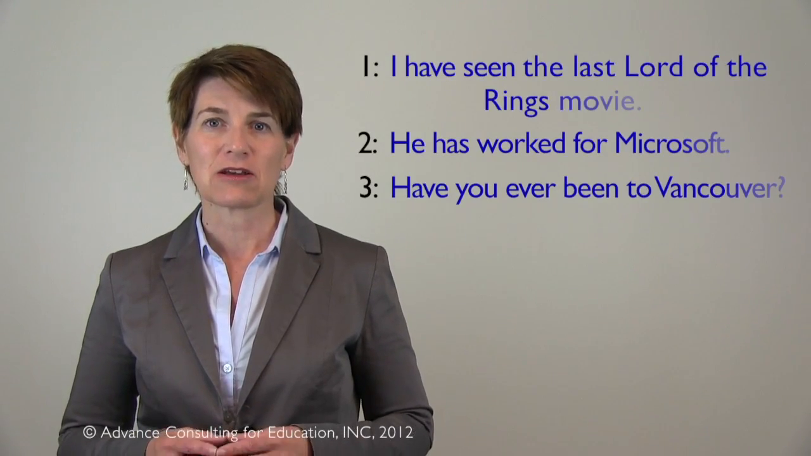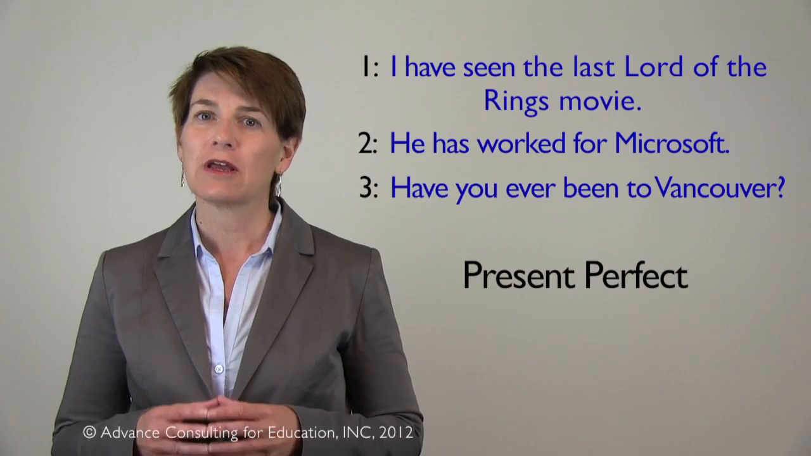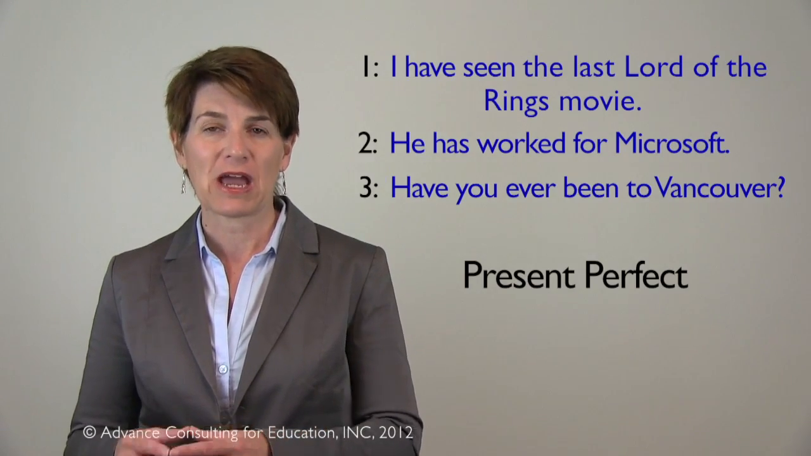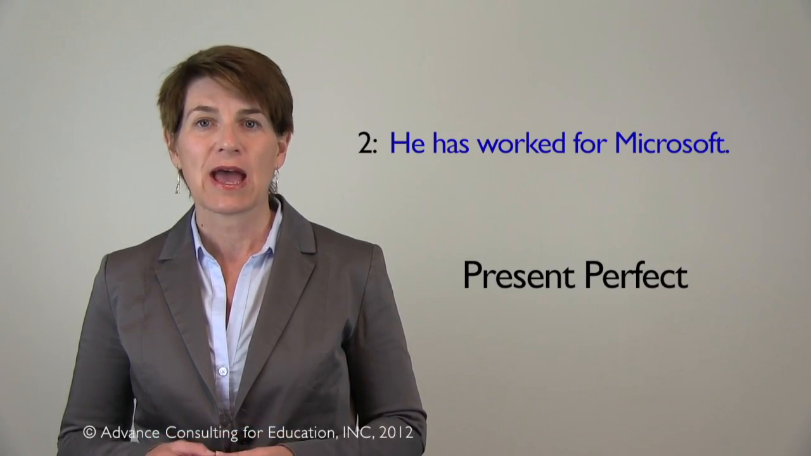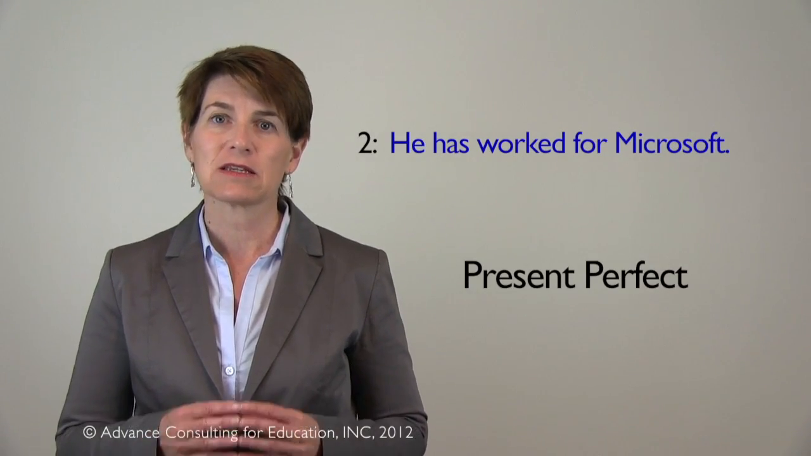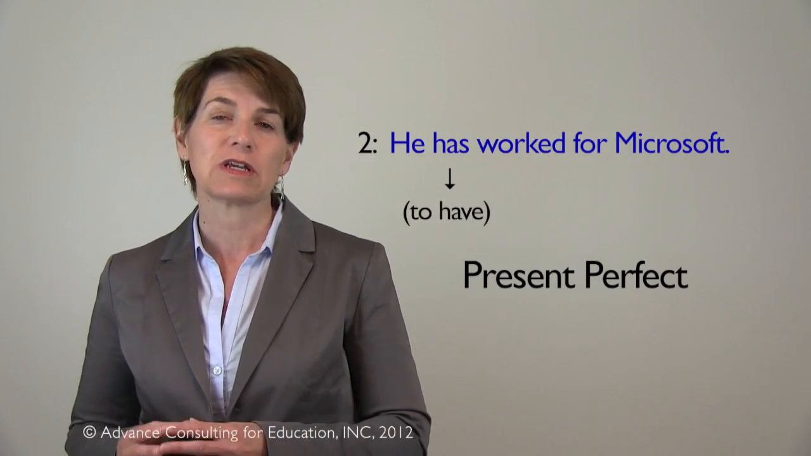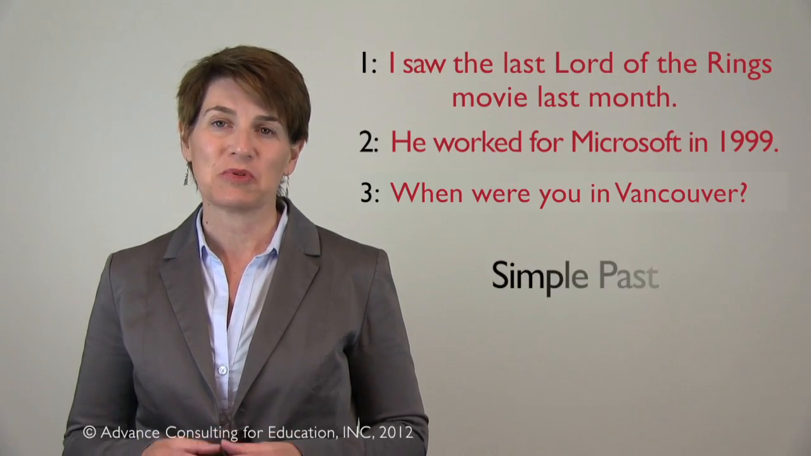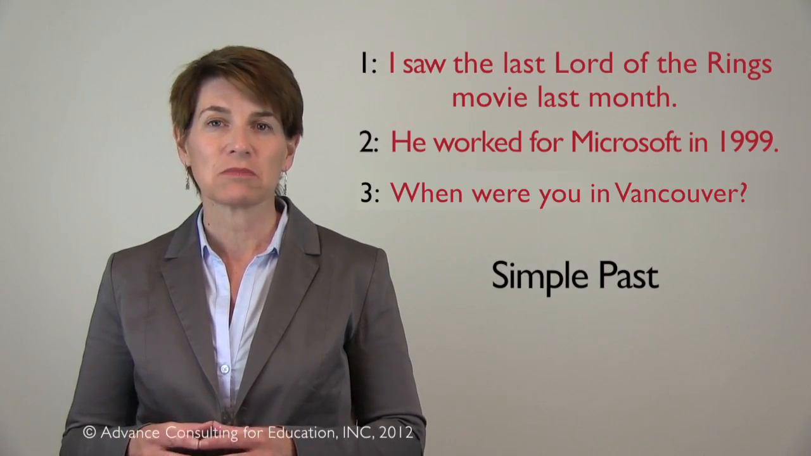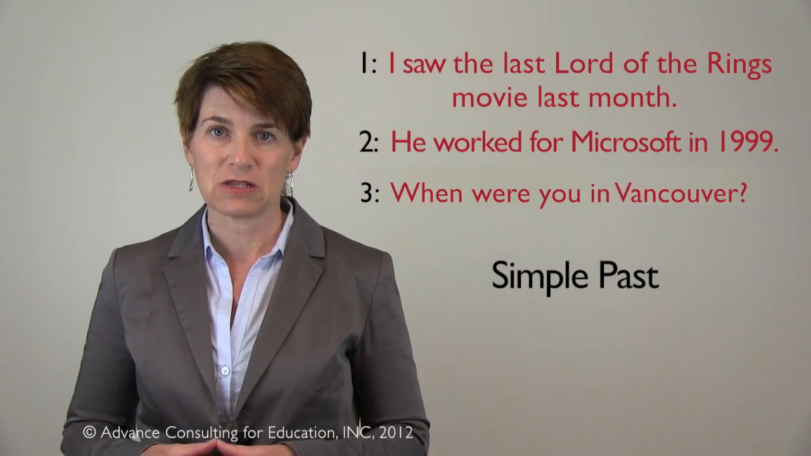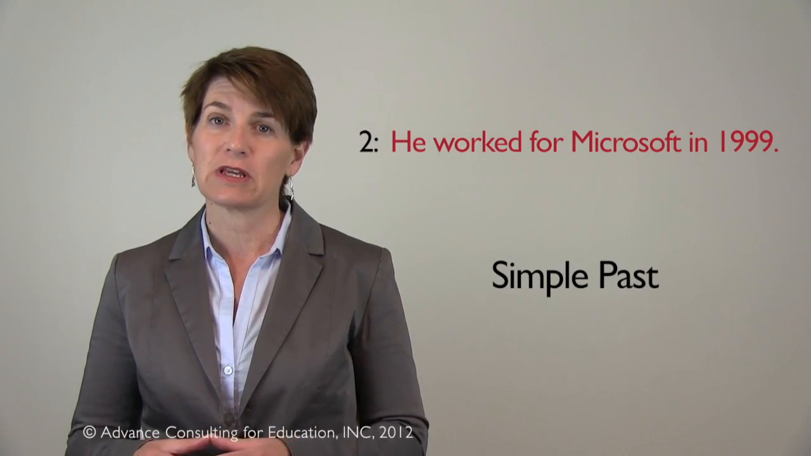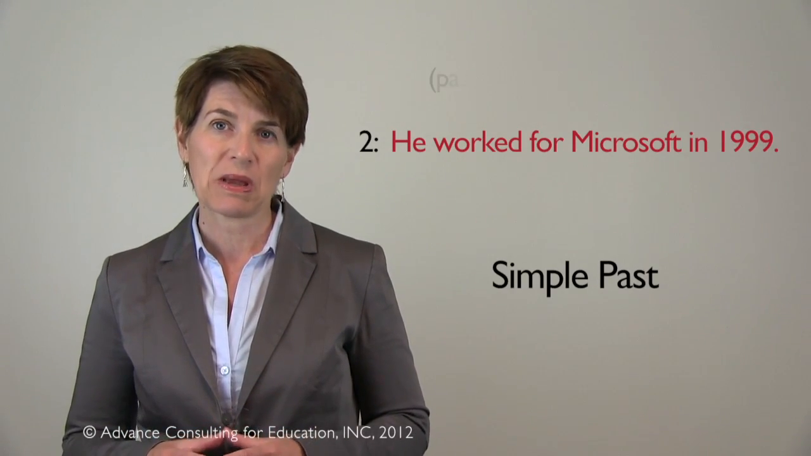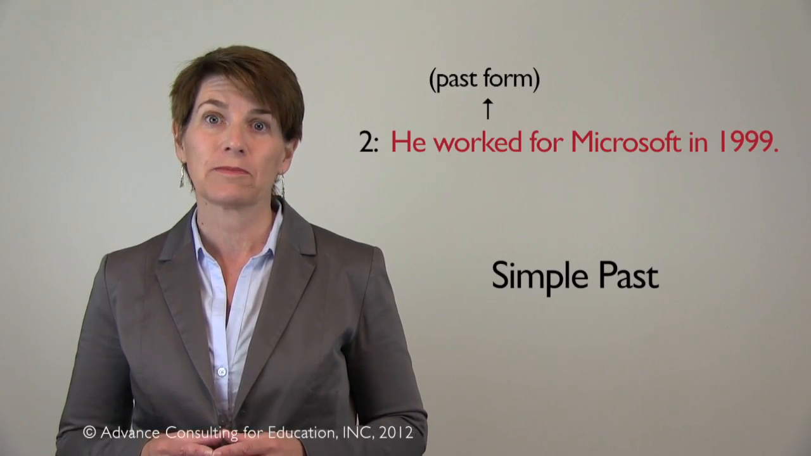Our A sentences are the present perfect. So we've got the verb to have and then the past participle. For example, in our second A sentence, we've got he has worked for Microsoft. Has is our verb to have, and then worked is our past participle. Our B sentences are the simple past. In these sentences, we simply use the past formation of the base verb. So in our second B sentence, he worked for Microsoft in 1999. Worked is our past form of the base verb work.